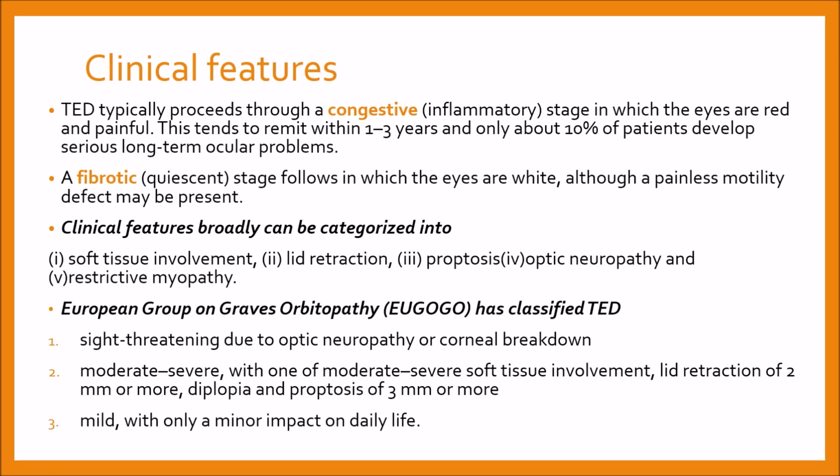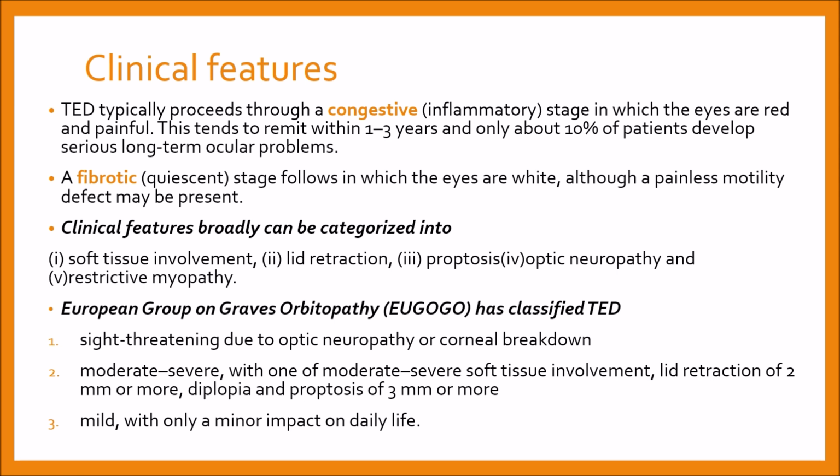Starting with the clinical features, thyroid eye disease typically proceeds through a congestive stage, which is the inflammatory stage, in which the eyes are red and painful. This tends to remit within 1 to 3 years, and only about 10% of patients develop serious long-term ocular problems. Then a fibrotic or quiescent stage follows, in which the eyes are white, although a painless motility defect may be present.